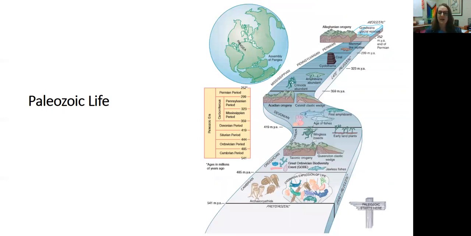Right. So this is our timeline that we're going to be working through today. Notice we are going to start in the Cambrian at the very beginning of the Paleozoic, experience the Cambrian explosion, and then work forward through time. We're going to experience the rise of fishes, the rise of amphibians, the rise of reptiles, not making it to mammals yet, but getting close.